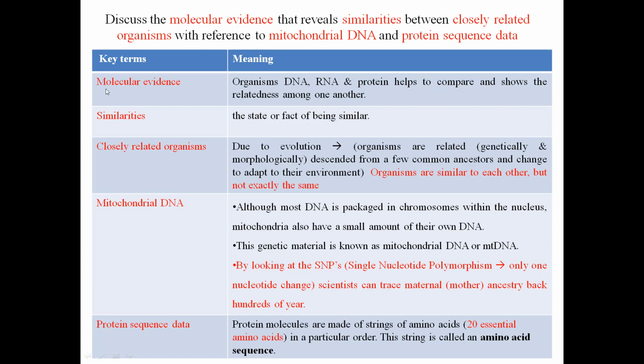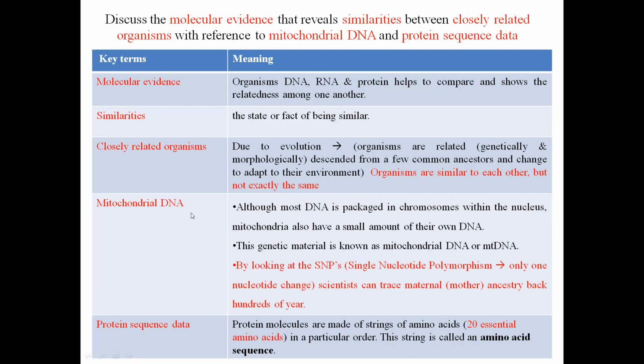What is meant by molecular evidence? Molecular evidence gives details about the organism's DNA, RNA, and protein, which help to compare and show the relatedness among one another. What is meant by similarities? The state or fact of being similar. What is meant by closely related organism? It explains evolution where descendants come from a few common ancestors and change to adapt to the environment, where the organisms are related. In this, organisms are similar to each other but not exactly the same.